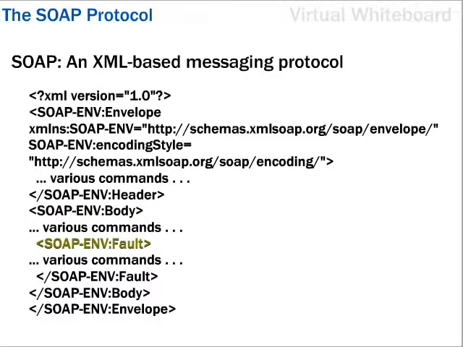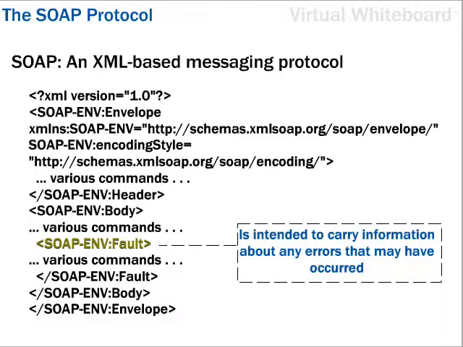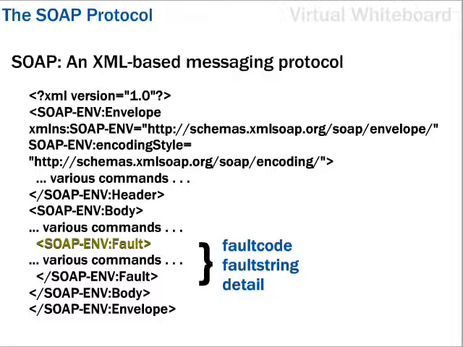The body may also contain a fault element, but no more than one. This element is defined in the SOAP specification and is intended to carry information about any errors that may have occurred. If it exists, it must be a child element of the body element. The fault element has various child elements, including fault code, fault string, and detail, which contains specific details of the fault condition.